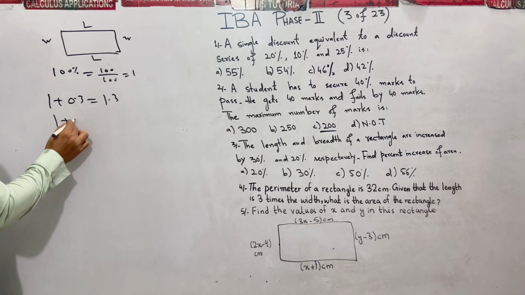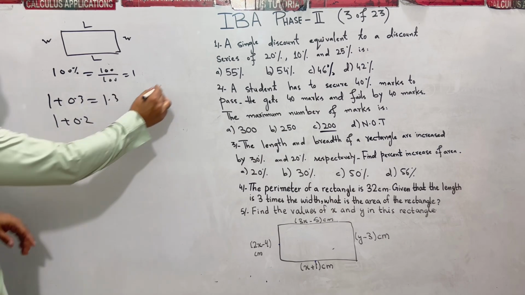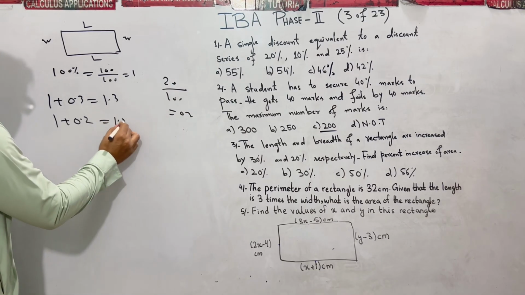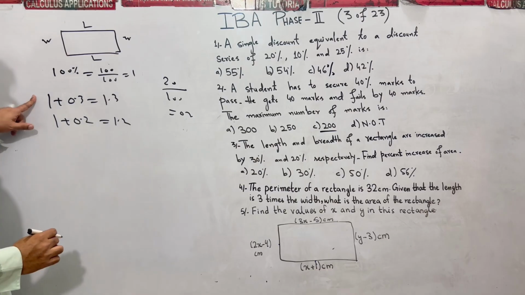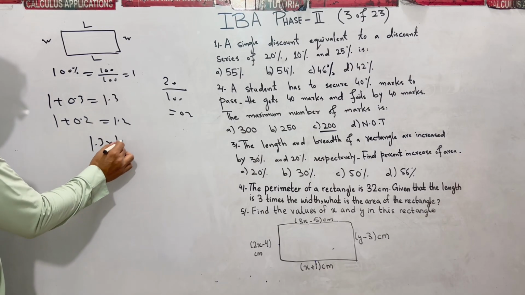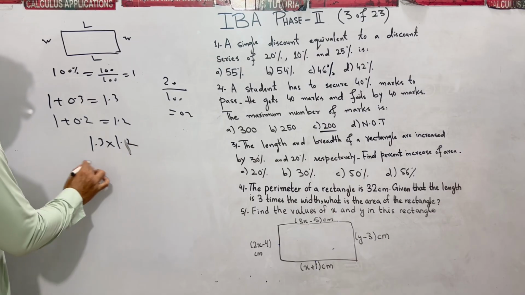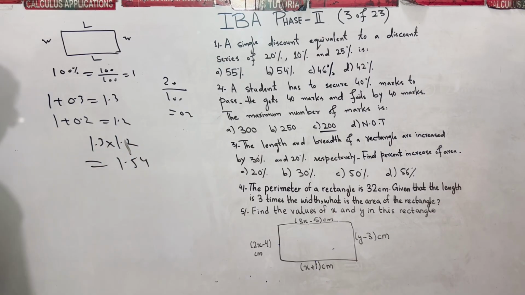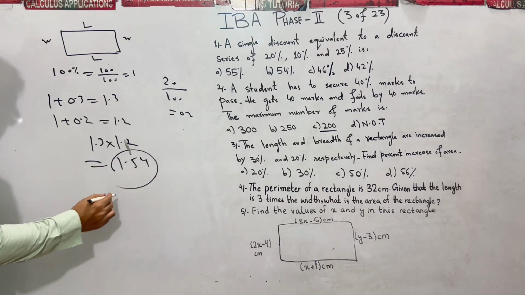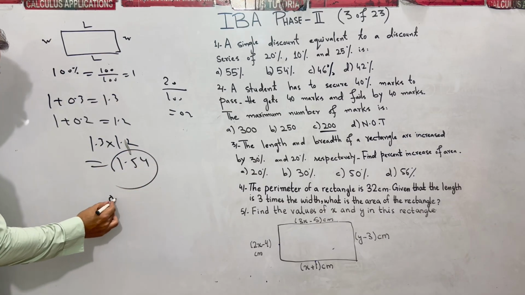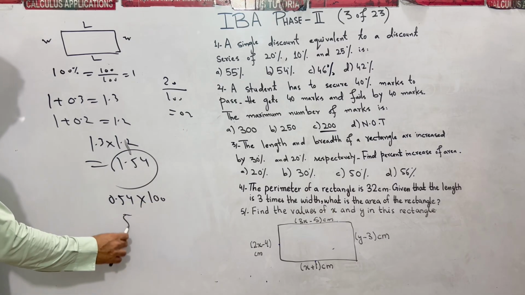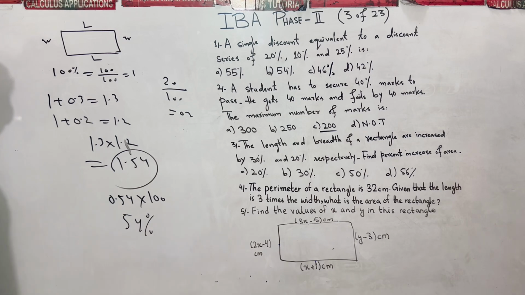What about width? It has been increased by 20%. 20 divided by 100 is 0.2, so it is 1.2. Now area is length times width. Just multiply 1.3 times 1.2. The answer is 1.56. Whatever the quantity that is greater than 1, it is our increase. So our increase is 0.56. Converting this into percentage, we have 56%.